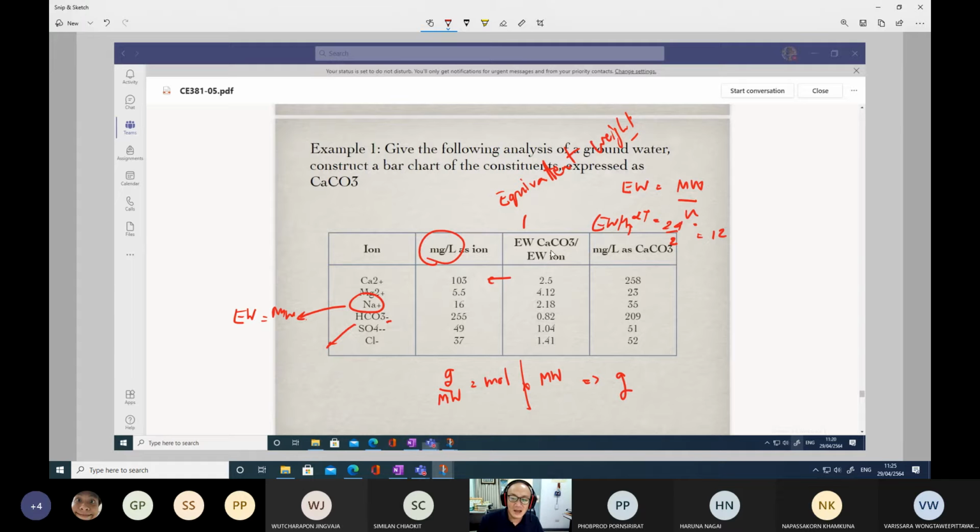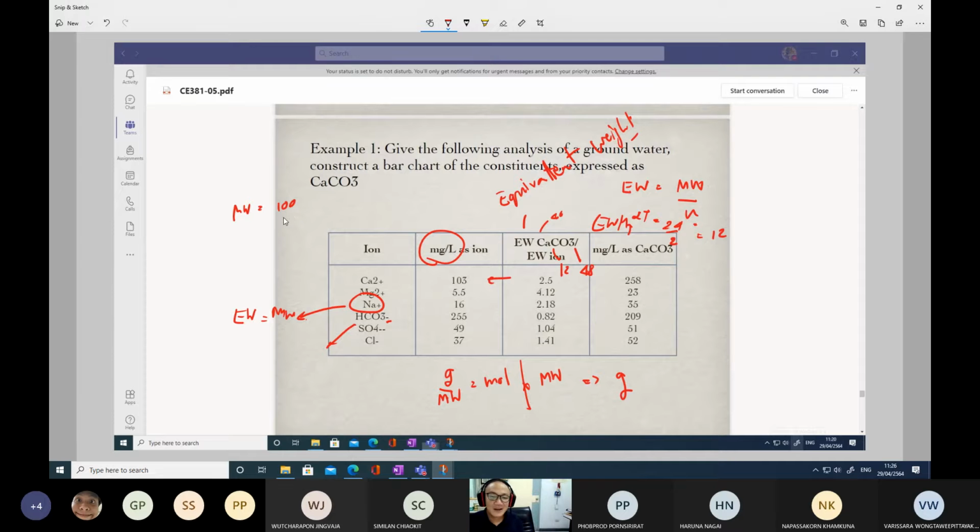If you look into the equivalent weight of calcium carbonate, molecular weight is 100. Okay, it's 100. Calcium is 40. Carbon is actually 12, and then oxygen is actually 48. It's 16 into 3 becomes 48. So the molecular weight is 100. The combination of these two is 60 plus this one 40. So molecular weight is 100.